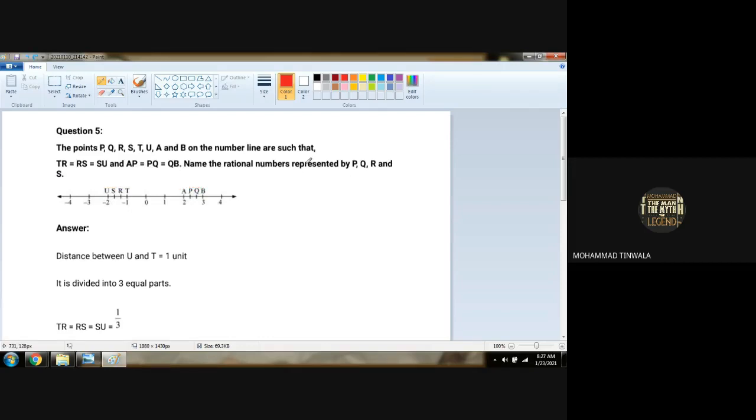We have to find out SR and we have to find out PQ. As simple as that. Yes. No. You have to take care of it, 0 as a center point.